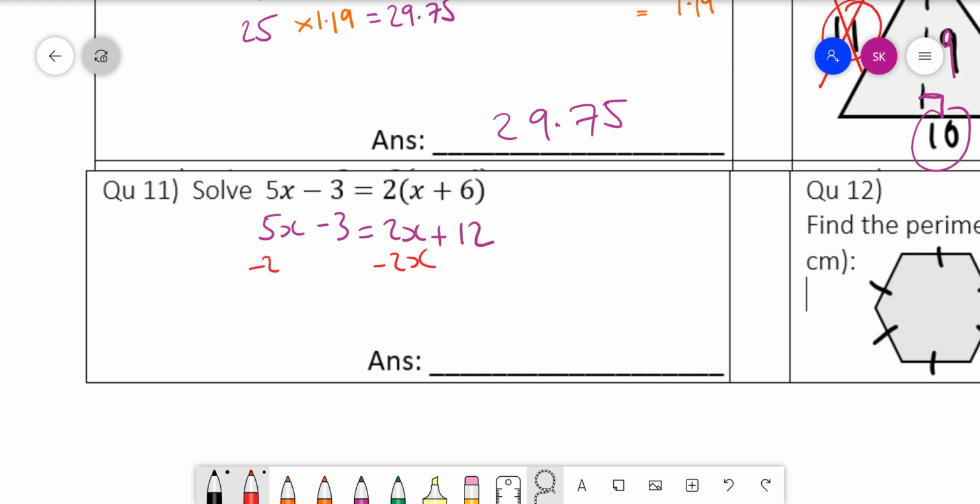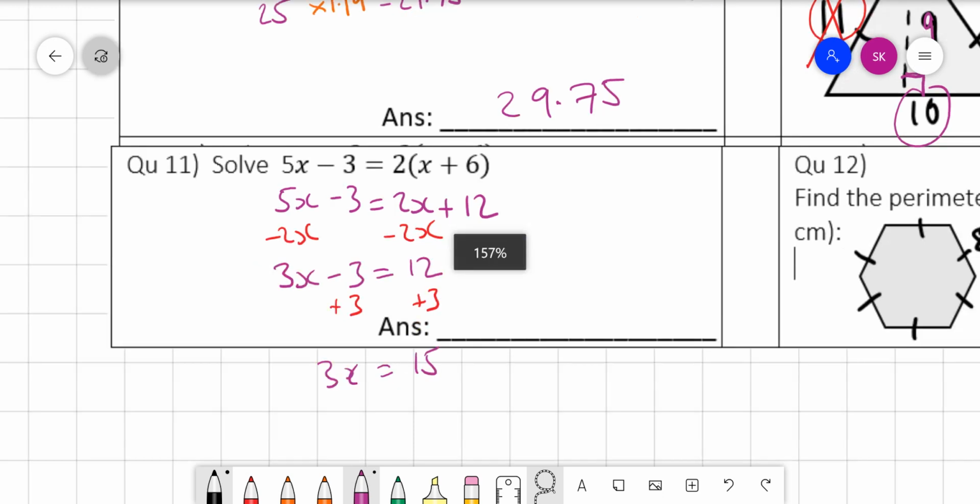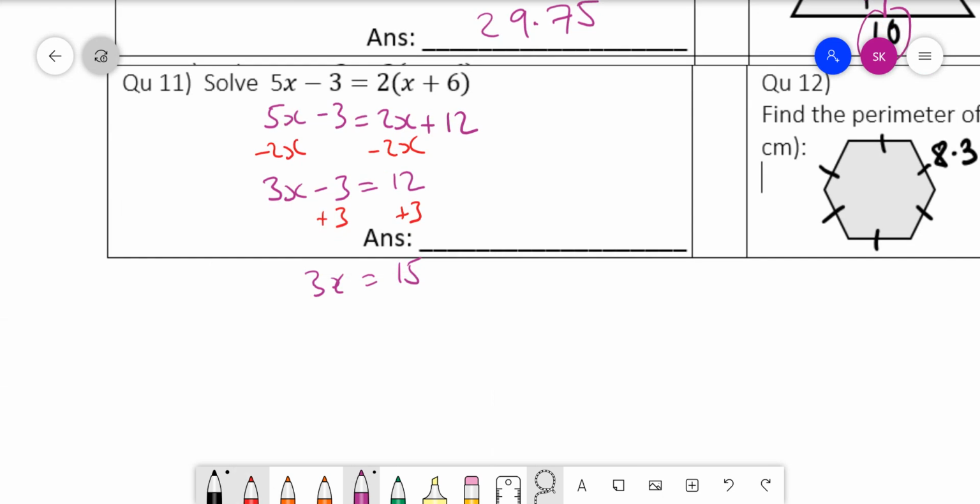Do it to one side, do it to the other. Eliminate the minus 3 by adding 3. Do it to one side, do it to the other. 12 plus 3 is 15. Now I need to eliminate the times 3. Divide by 3. Do it to one side, do it to the other. So x equals 5.